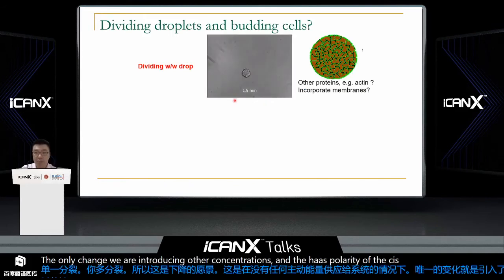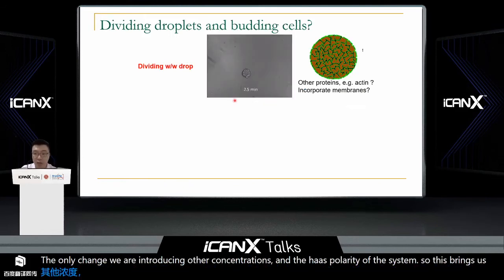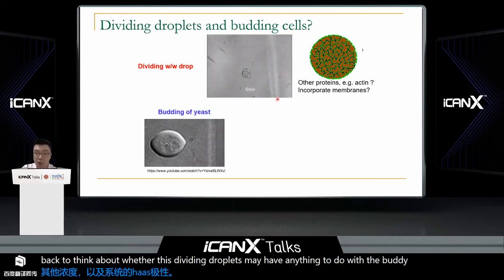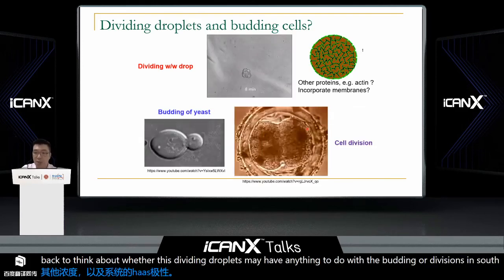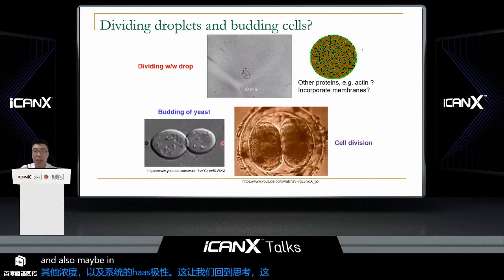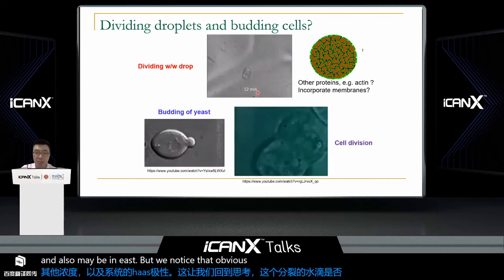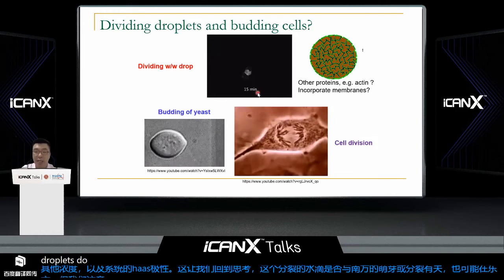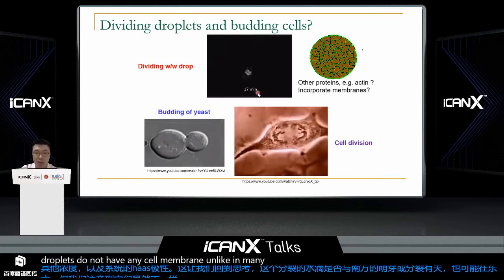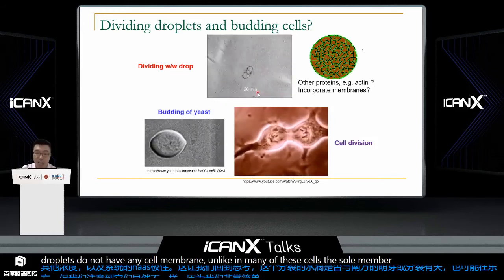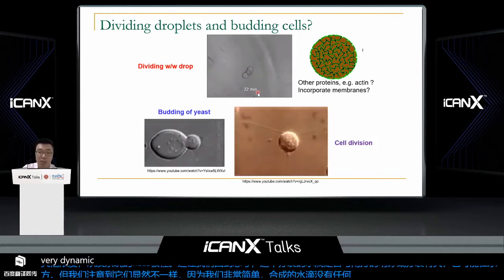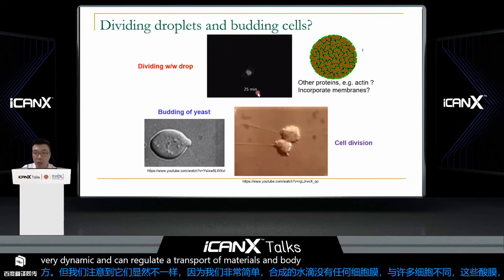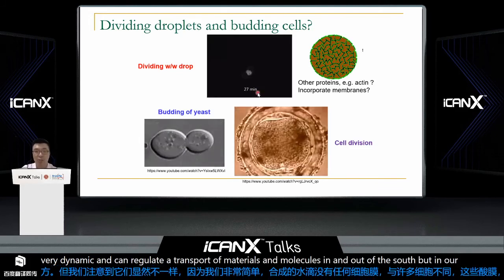So this brings us back to think about whether these dividing droplets may have anything to do with the budding or divisions in cells and also maybe in yeast. But we notice that obviously they are not the same, because our very simple synthetic droplets do not have any cell membrane, unlike in many of these cells. These cell membranes typically are known to be very dynamic and can regulate the transport of materials and molecules in and out of the cells. But in our synthetic systems, we have none of that.